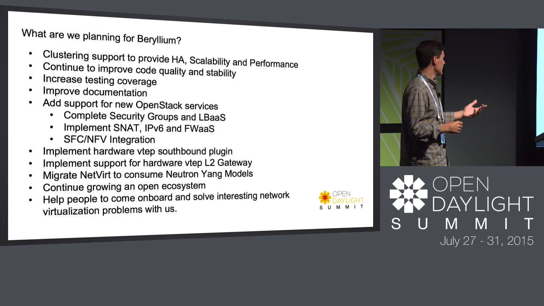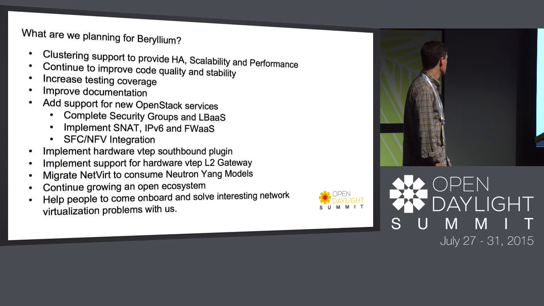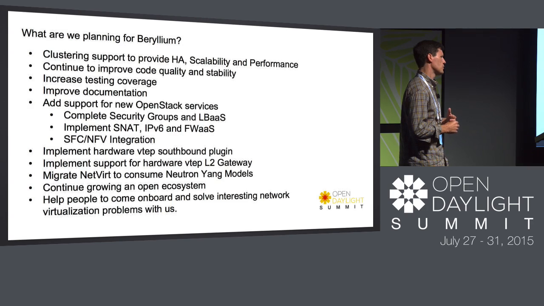Implement the SNAT. We've got the DNAT. SNAT is kind of a bigger problem to tackle. So that's what's coming up. IPv6, firewall as a service. Another fun one is service chaining, NFV integration. Hardware VTEP, that's coming on pretty strong. Large group of, it's multiple companies, right? Looking at adding VTEP support, L2 gateway.